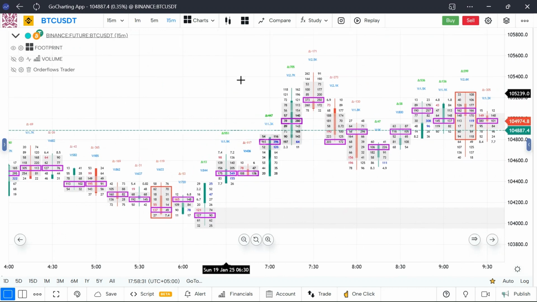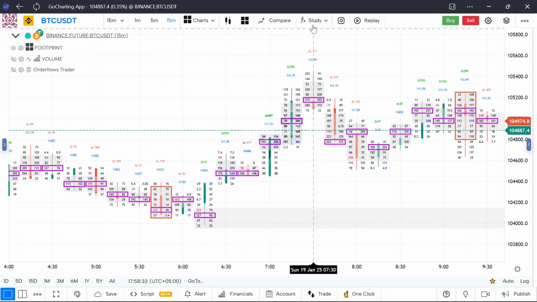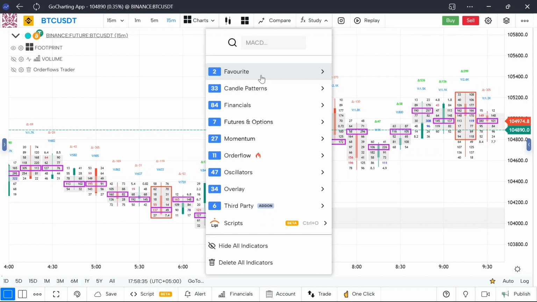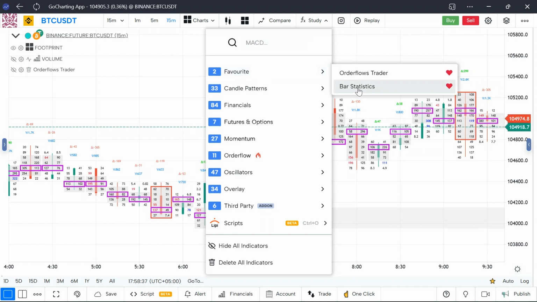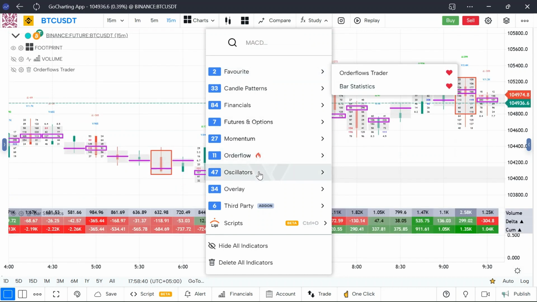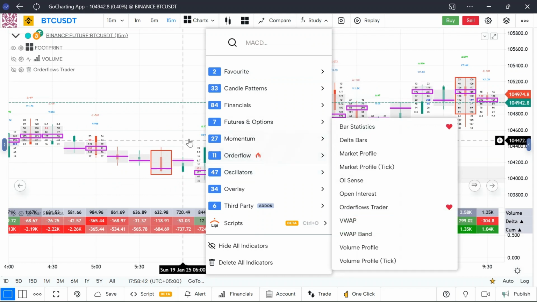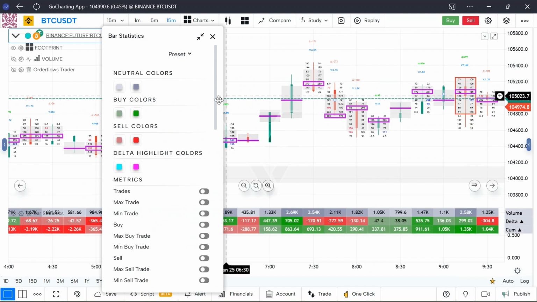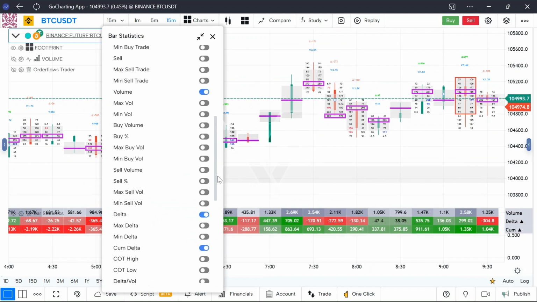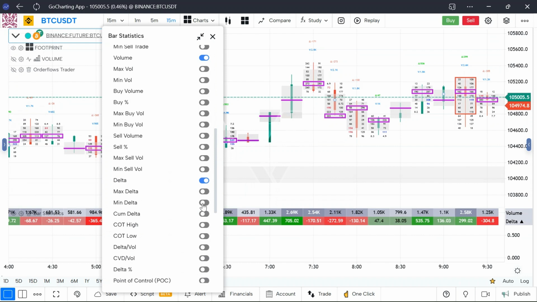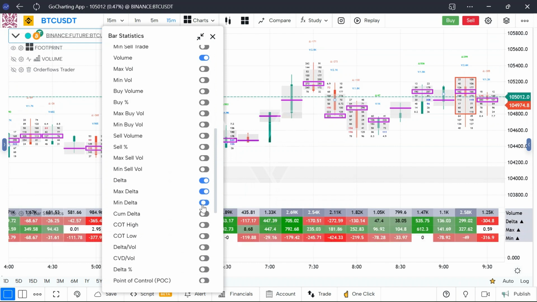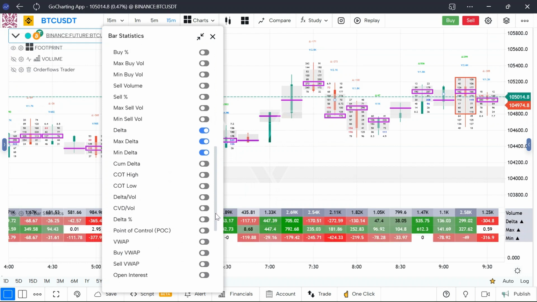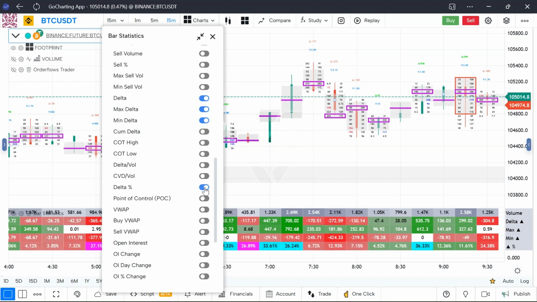So that's some of the basic stuff you need to see in footprint charts to see strength of price move. Now I am gonna add bar statistics indicator. You can find it in order flow section. It shows all kind of order flow information happening inside each candle. Here I am gonna add volume, delta, maximum and minimum delta, and delta percent by volume.